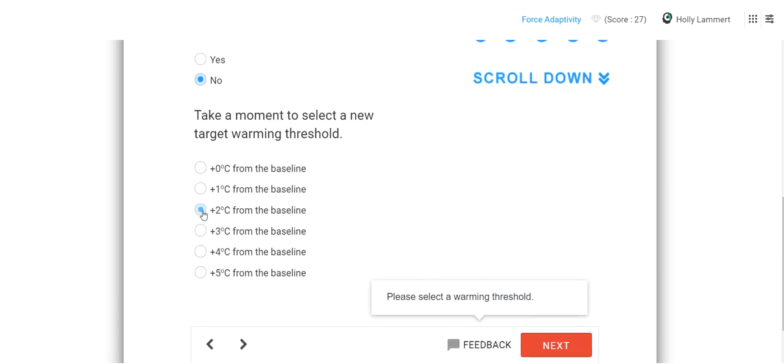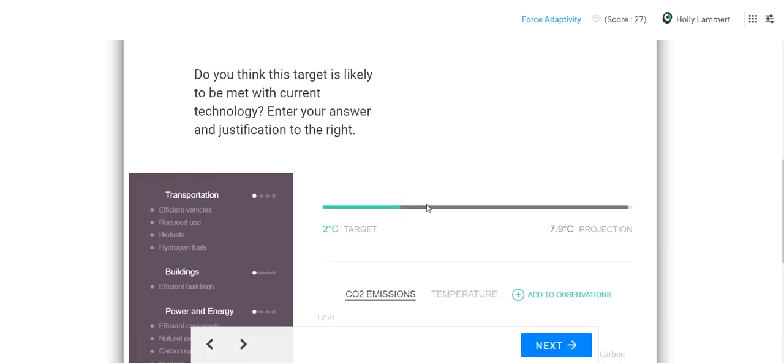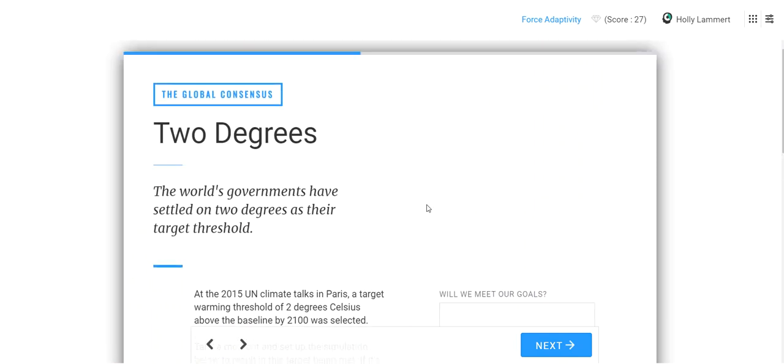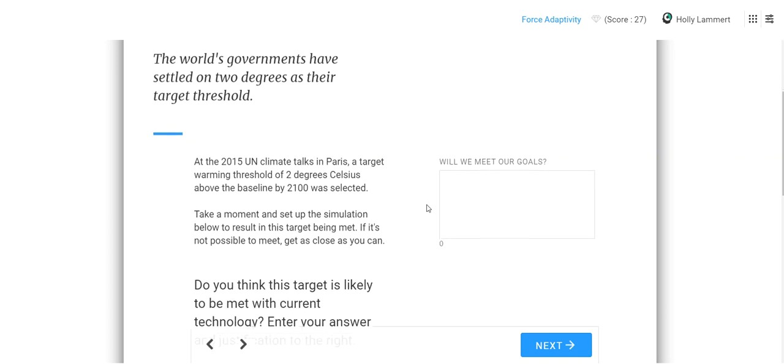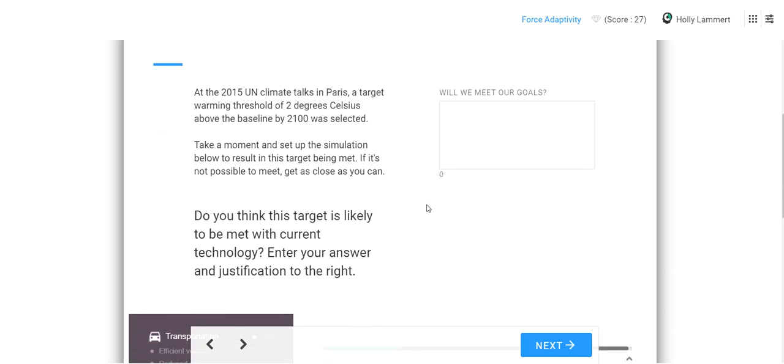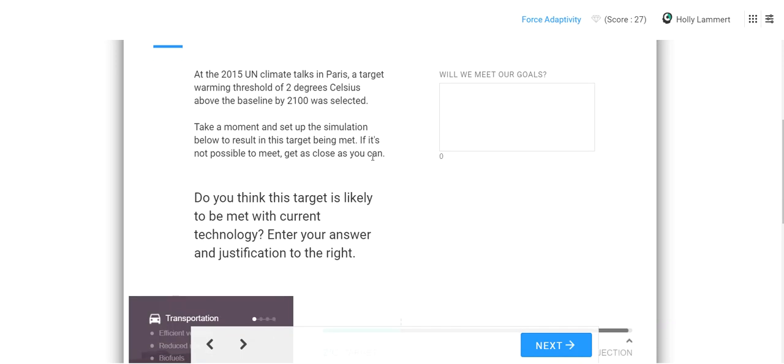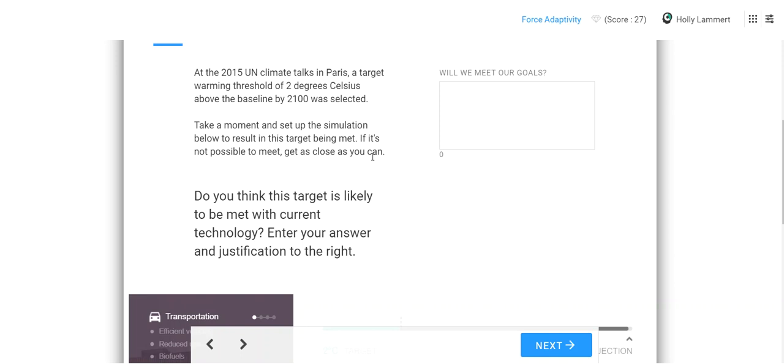All right, a new threshold might be better at 2 degrees. The world's governments have settled on 2 degrees as their target threshold. At the 2015 UN climate talks in Paris, a target warming threshold of 2 degrees Celsius above the baseline by 2100 was selected. Take a moment and set up the simulation below to result in this target being met. If it's not possible to meet, get as close as you can.